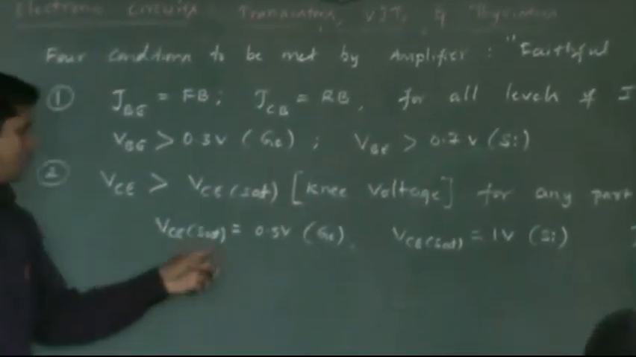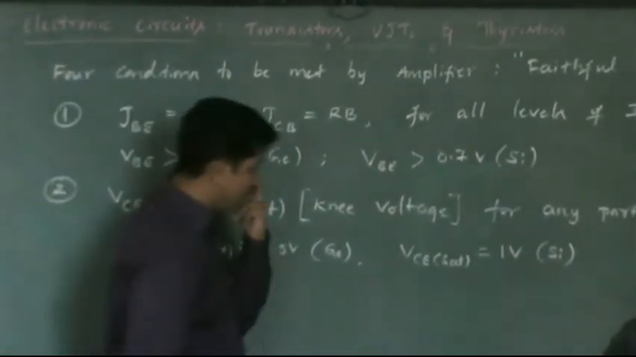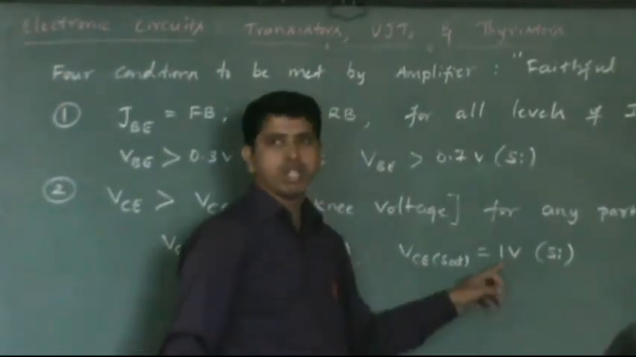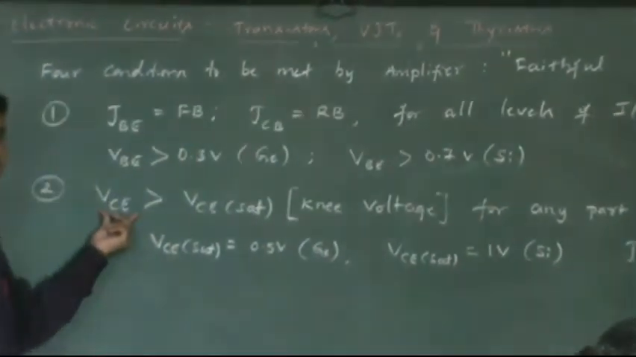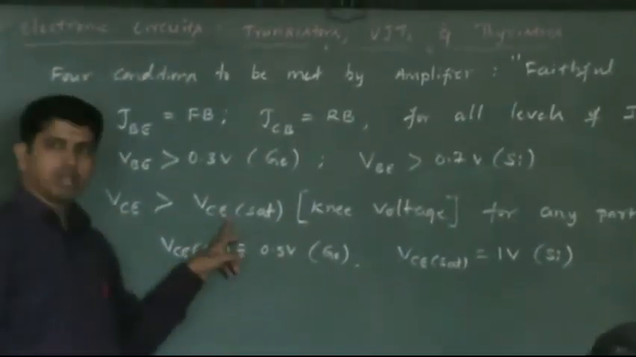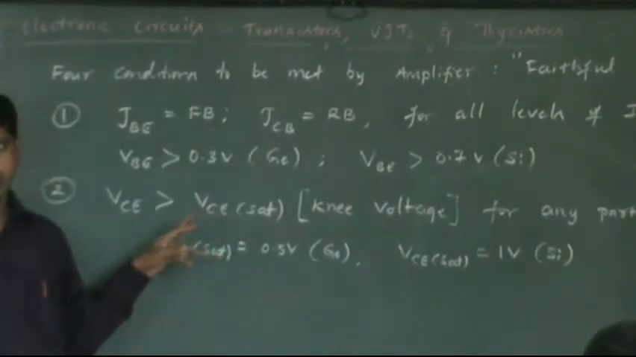So I have given VCE saturation values you can note here. VCE sat for germanium is 0.5 volts and the saturation collector emitter voltage for the silicon transistor is 1 volt. That means you must maintain VCE. If I am using a silicon transistor, my VCE must be greater than 1 volt. You apply VCE as 2 volts, 3 volts, 4 volts like that.